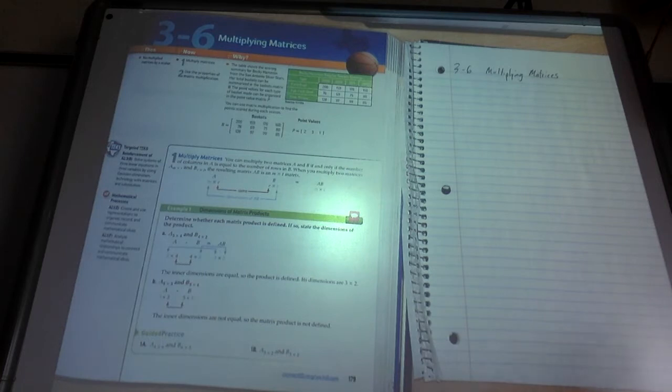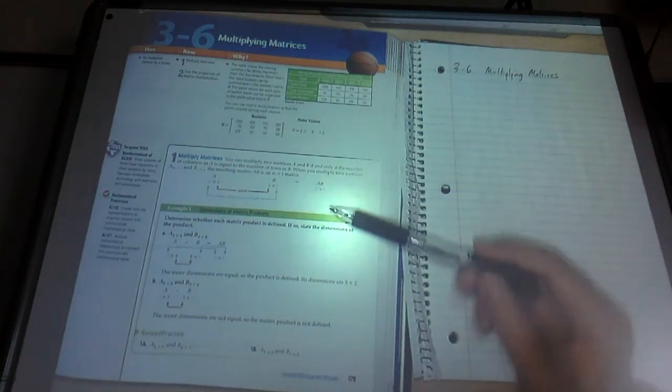The rules for when you can multiply matrices are different than when you add or subtract. You can only add or subtract matrices that are the same dimensions. Well, that's not the case when you multiply. You can multiply matrices together that have the same dimensions, but there's other instances that you can multiply as well. So kind of the formula is right here in the middle of page 179.